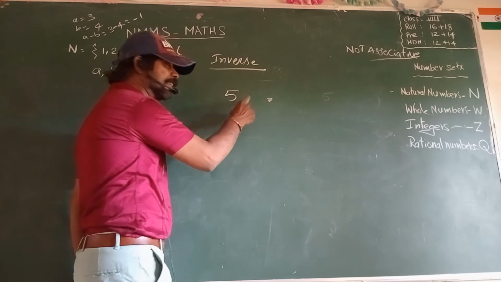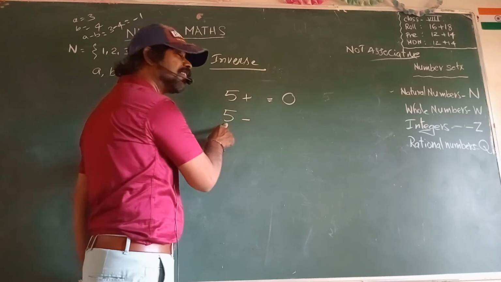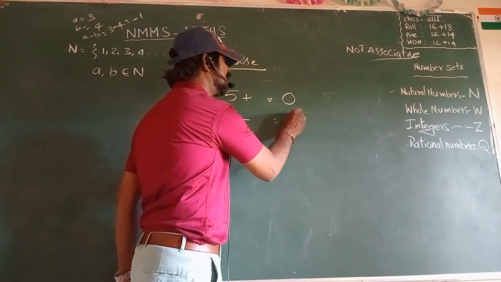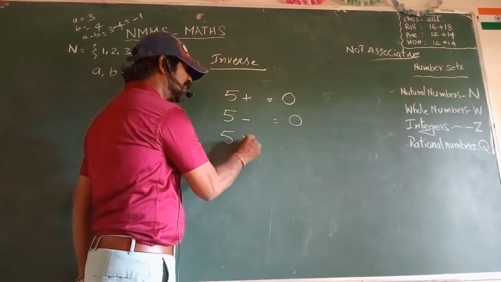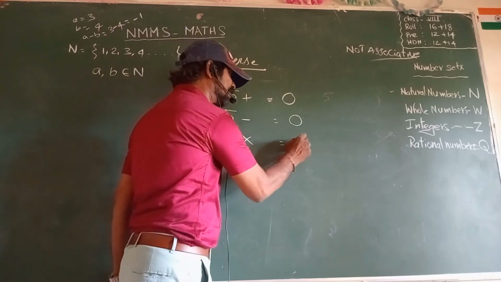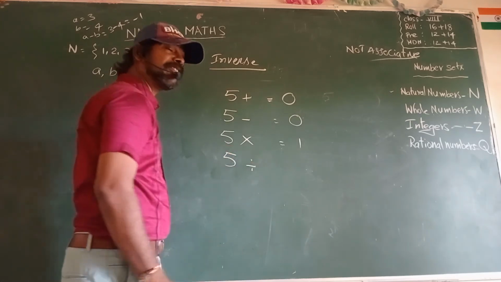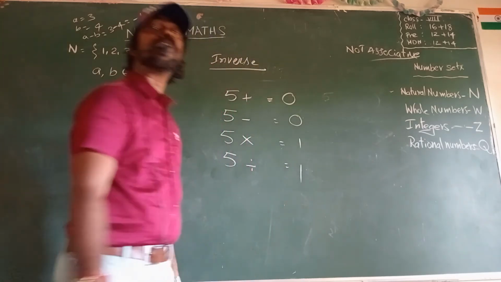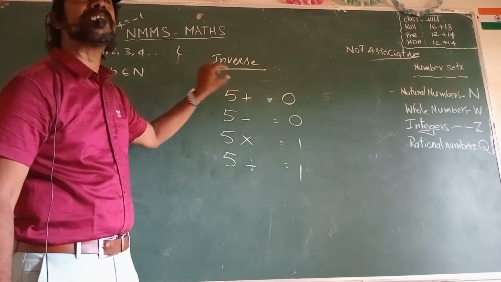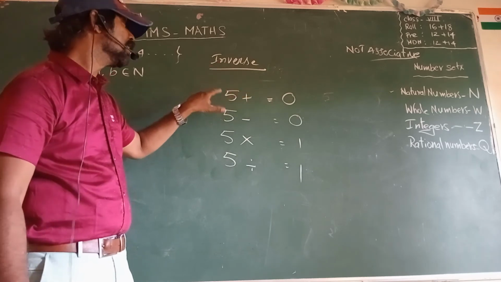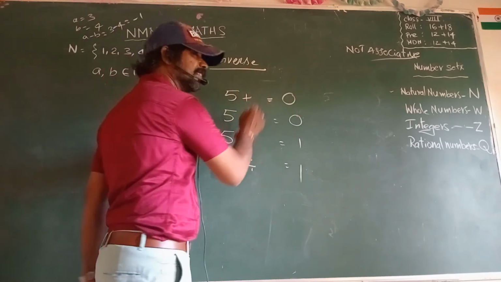I have to add something to this 5 so that I must get 0. I have to do an operation so that I must get 1. The numbers which we add are called the inverse of this number. So 5 plus how much becomes 0? Minus 5.